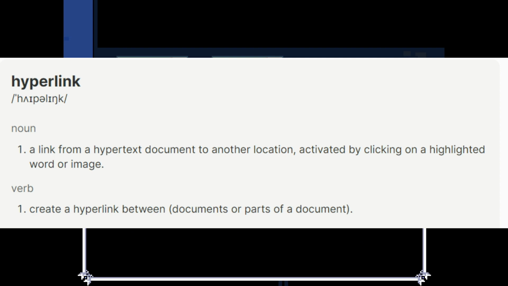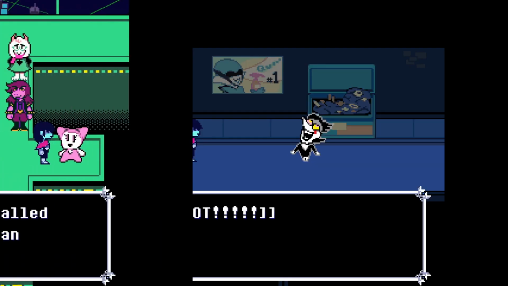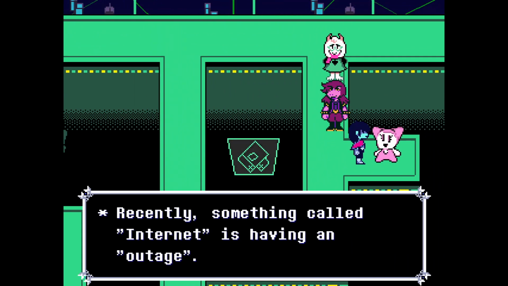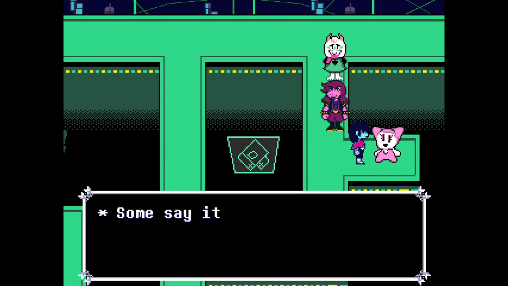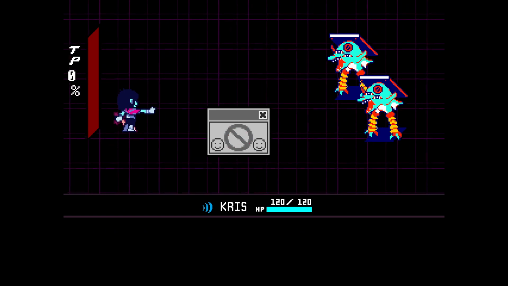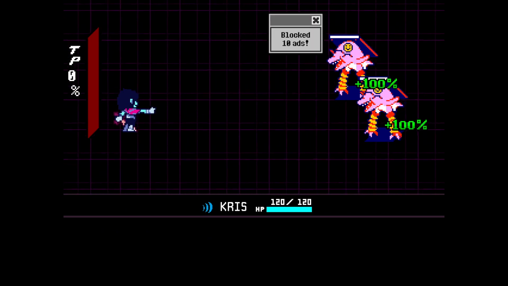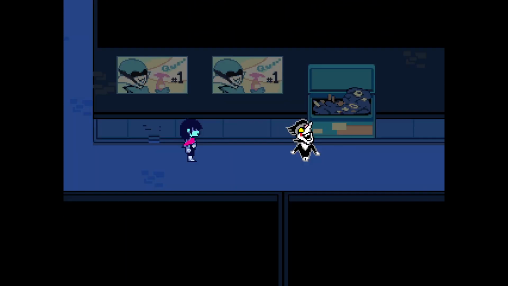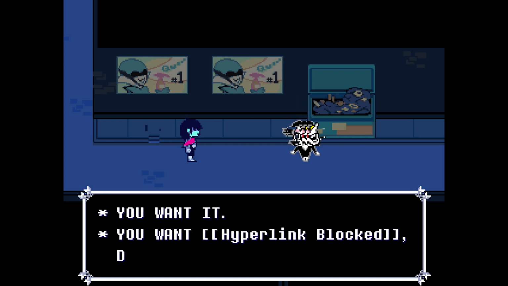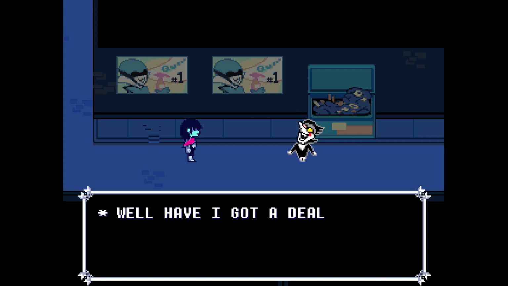Hyperlinks, or links as most people refer to them, are pieces of text that lead you to external web pages on the internet. The internet is referenced many times throughout Chapter 2 to be down or experiencing an outage. This would cause a hyperlink to an external site to be blocked, hence the term Hyperlink Blocked. Knowing this, we soon realize that every single time Spamton says Hyperlink Blocked, he means something else entirely. Something he cannot speak of because he cannot access the internet.